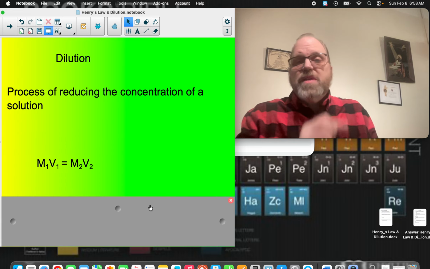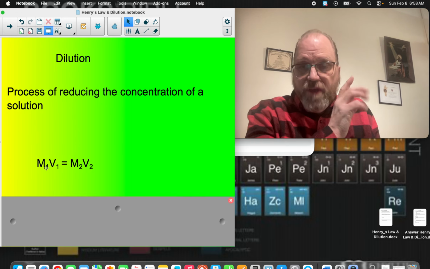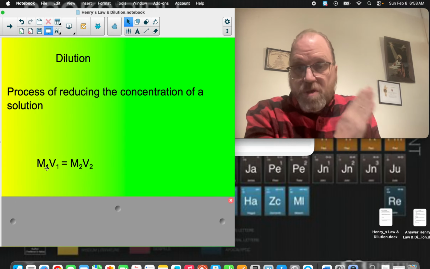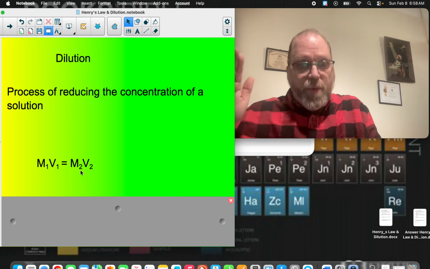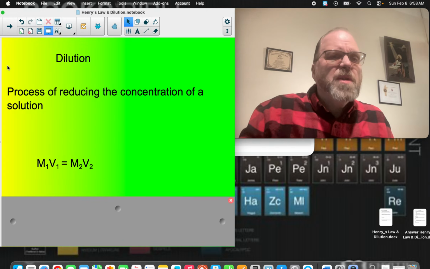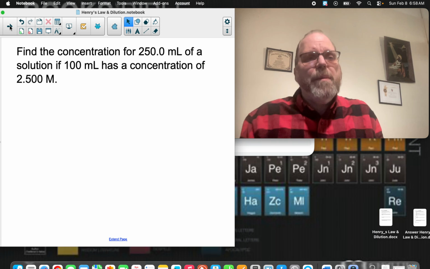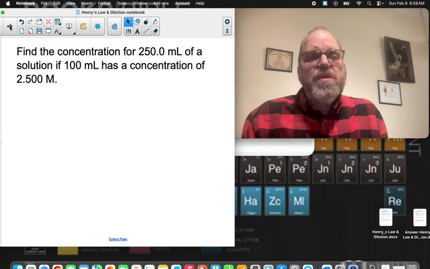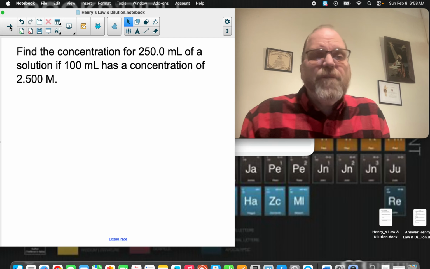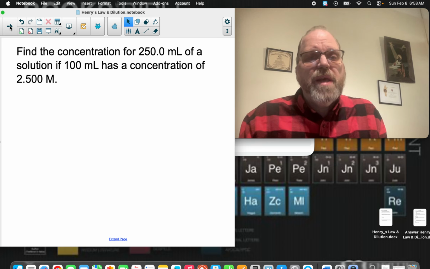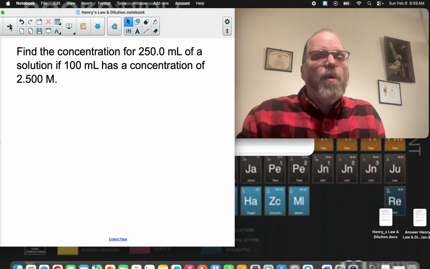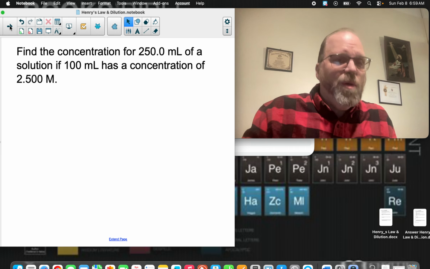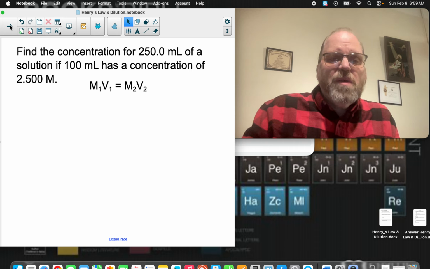The equation here is M sub 1, the molarity of what we're starting with, times its volume, is going to be equal to the molarity of what we want to get to times its volume. So that being said, let's look at the problem. Find the concentration of 250 milliliters of the solution if 100 milliliters has a concentration of 2.500 molar. So M1 V1 is equal to M2 V2.